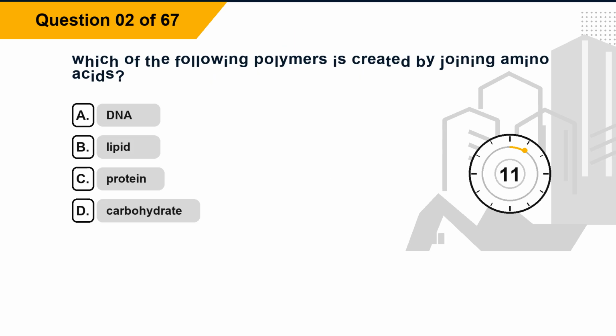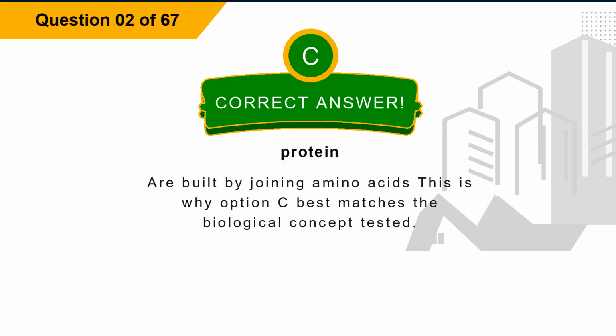Question 2. Which of the following polymers is created by joining amino acids? Option A, DNA. Option B, lipid. Option C, protein. Option D, carbohydrate. The correct answer is option C, protein. Explanation: Proteins are built by joining amino acids. This is why option C best matches the biological concept tested.